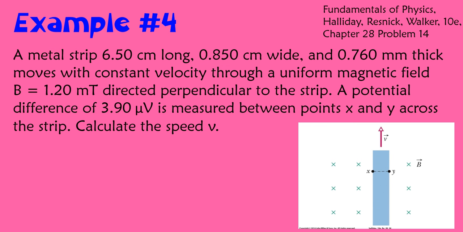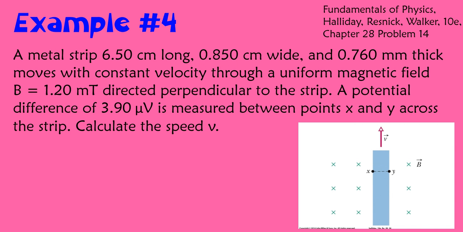This problem is number 14 in your textbook. And in this problem, we have a metal strip. We're given the dimensions of that metal strip, and it's moving with a constant velocity through a magnetic field. We can see that through the diagram here. Similar to what we were talking about in the last slide, our magnetic field is pointed into the screen. We're told that there's a potential difference measured between X and Y, and we want to know the speed of my object. So again, let's think about this.